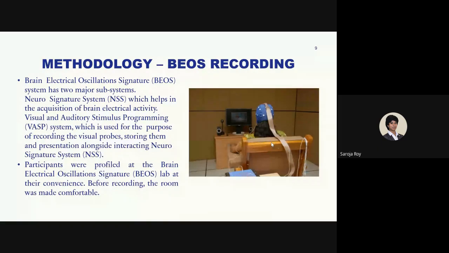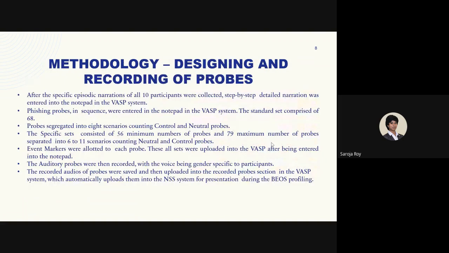So it has 2 major subsystems. One is the neurosignature system, which helps in acquisition of brain electrical activity, that is, it records the brain activity. And WASP, visual and auditory stimulus programming, is used for recording the visual and auditory probes and storing them. It is also the one presenting the probes alongside the recording, interacting with the NSS. Right. So phishing probes in sequence were entered.